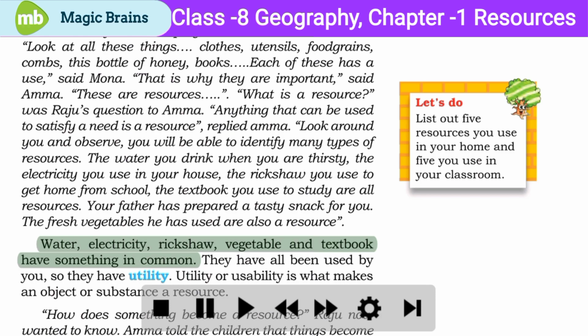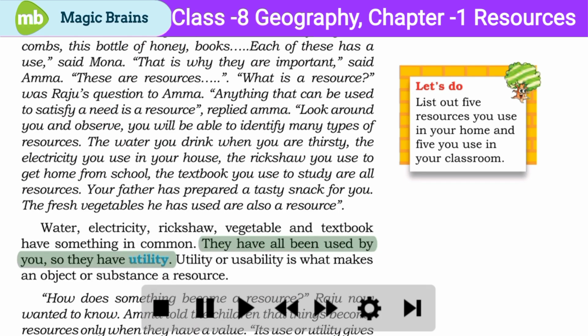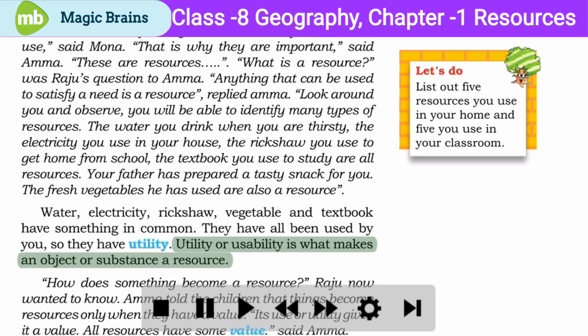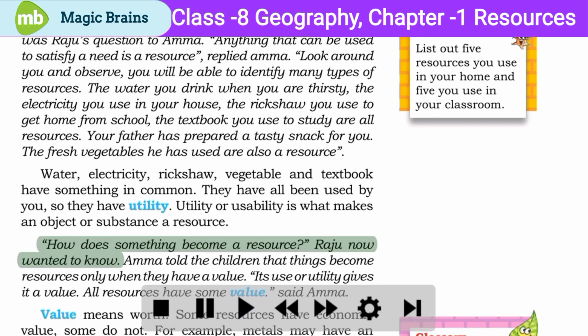Water, electricity, rickshaw, vegetable, and textbook have something in common. They have all been used by you, so they have utility. Utility or usability is what makes an object or substance a resource. How does something become a resource? Raju now wanted to know.